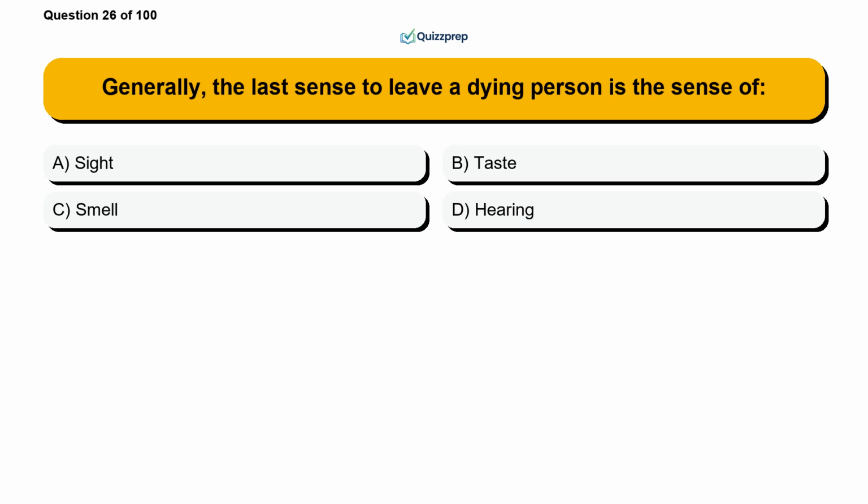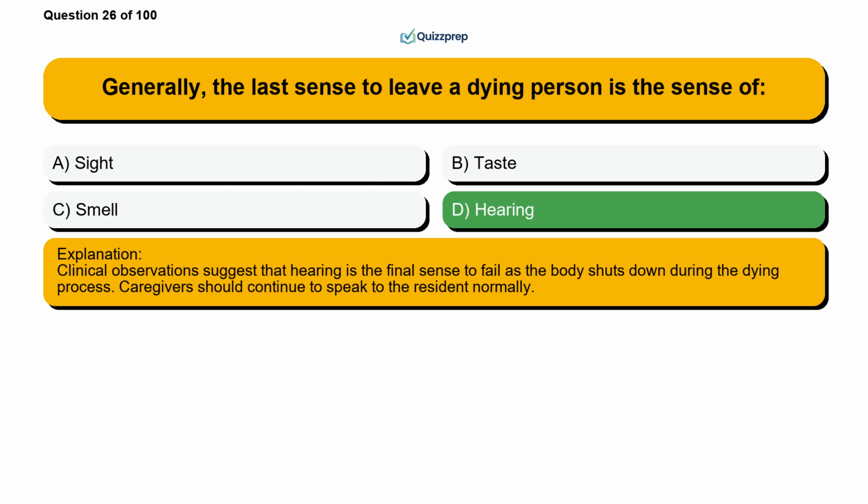Question 26. Generally, the last sense to leave a dying person is the sense of: Option A, sight. Option B, taste. Option C, smell. Option D, hearing. The correct answer is option D, hearing. Clinical observations suggest that hearing is the final sense to fail as the body shuts down during the dying process. Caregivers should continue to speak to the resident normally.